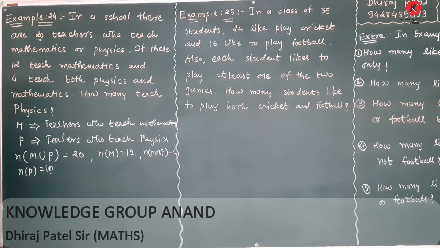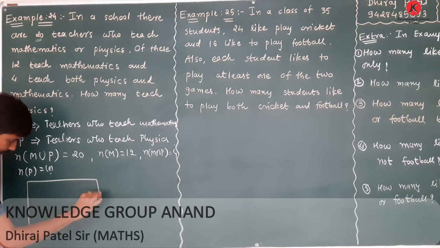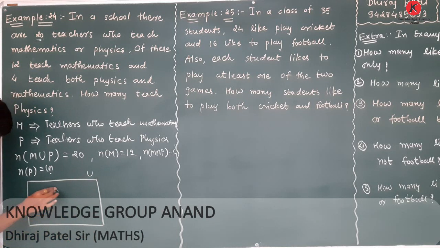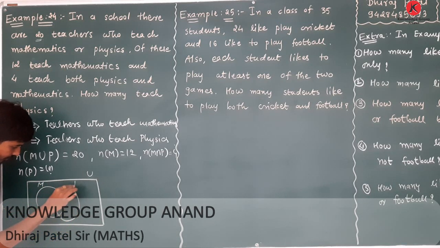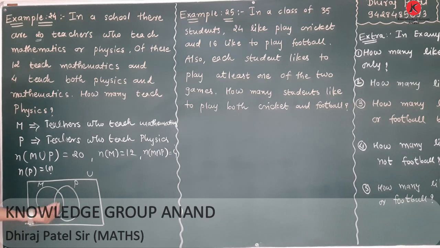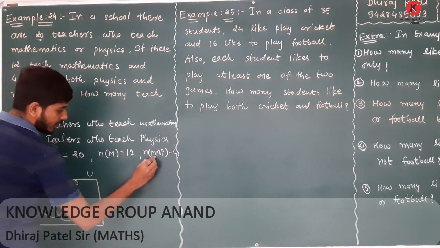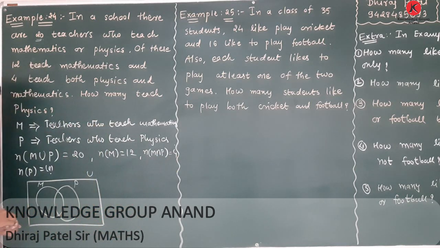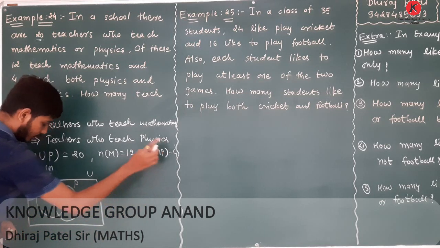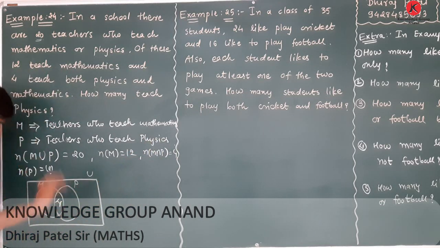Let's draw the Venn diagram of this question. I am drawing the Venn diagram. So this is our universal set U. Suppose this is our set M. This is our set P, which represents physics. Now represent the intersection portion first. M intersection P equals 4. So write down the 4 elements in this portion first.